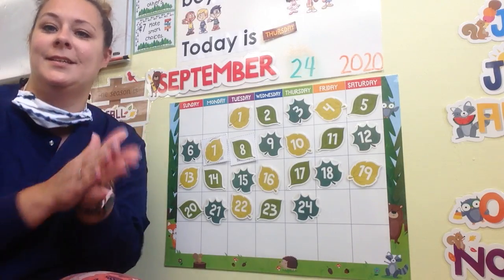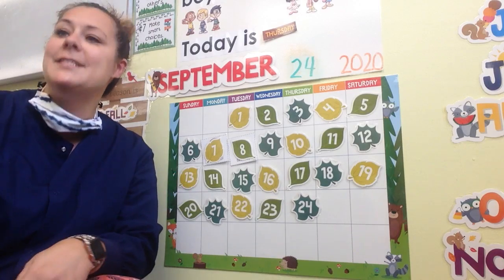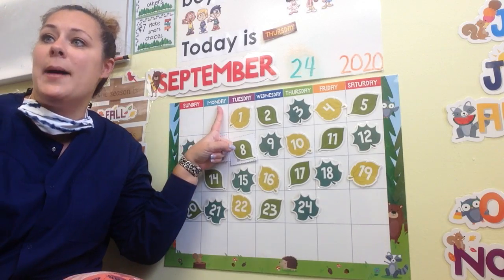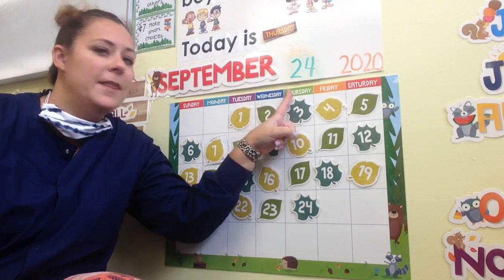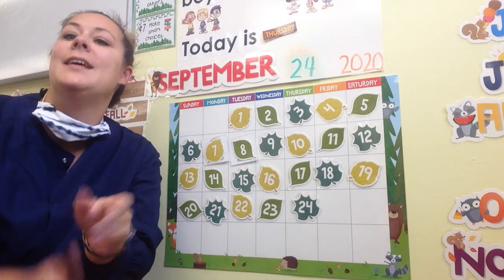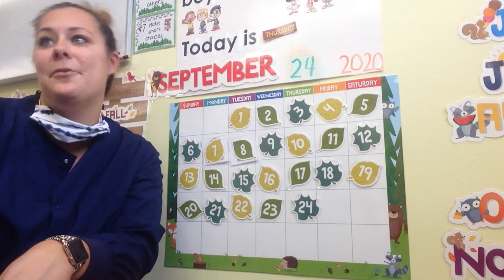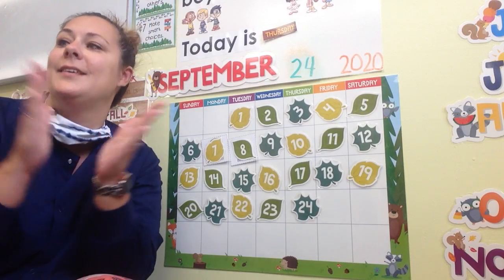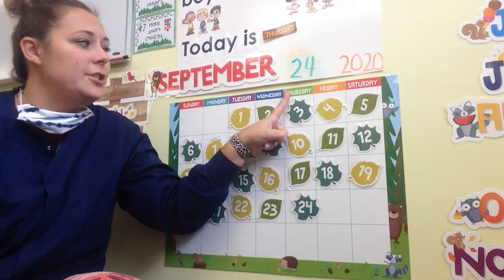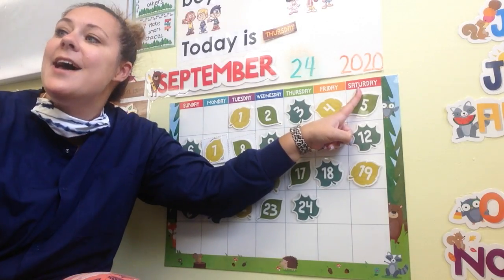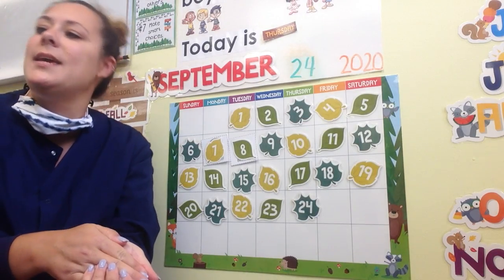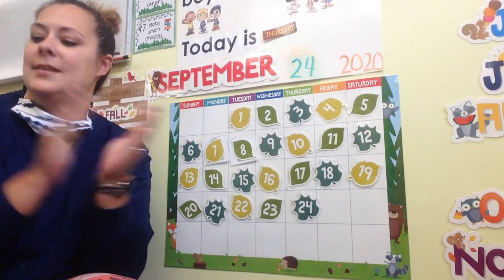Days of the week. Days of the week. There's Sunday and there's Monday. There's Tuesday and there's Wednesday. There's Thursday and there's Friday. And then there's Saturday. Days of the week. One more time. There's Sunday and there's Monday. There's Tuesday and there's Wednesday. There's Thursday and there's Friday. And then there's Saturday. Days of the week.